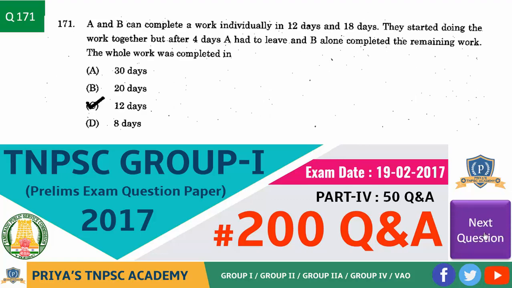Next question. A and B can complete a work individually in 12 days and 18 days. They started doing the work together, but after 4 days, A had to leave and B alone completed the remaining work. The whole work was completed in. Answer is option C, 12 days.